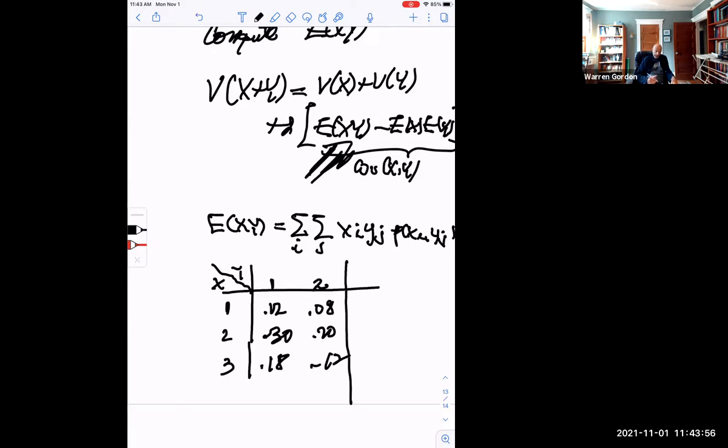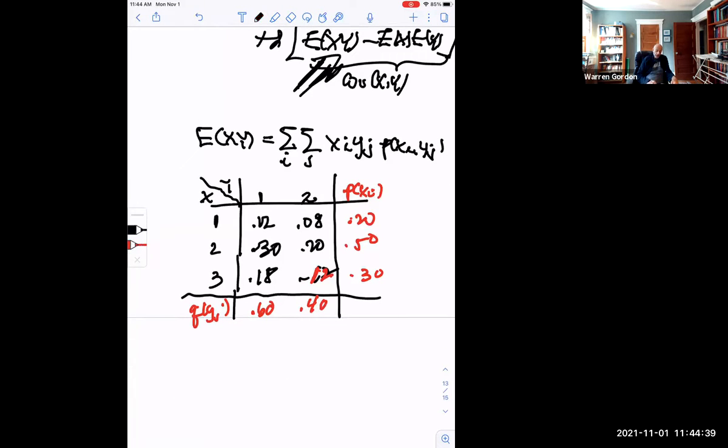Okay, so now let's put in the extra row and column, Q of y sub j. What does this give me? 18 and 12 is 30, so it's 0.60. 12 and 8 is 20, so it's 0.40. This is 0.20, this is 0.50, and 0.30.